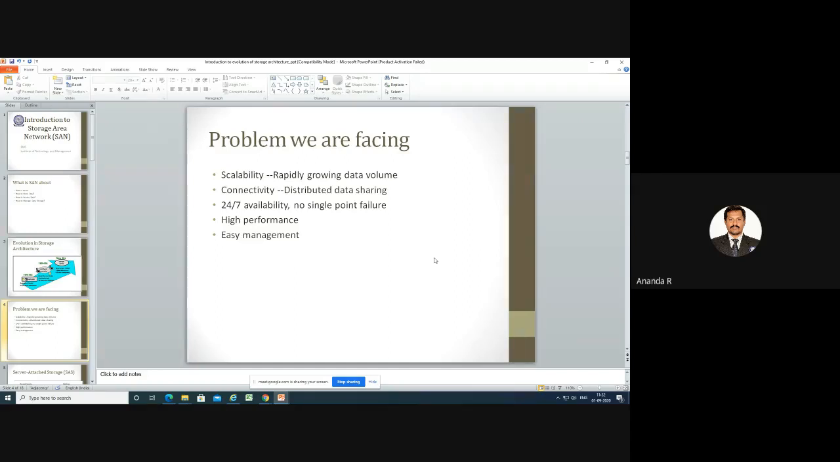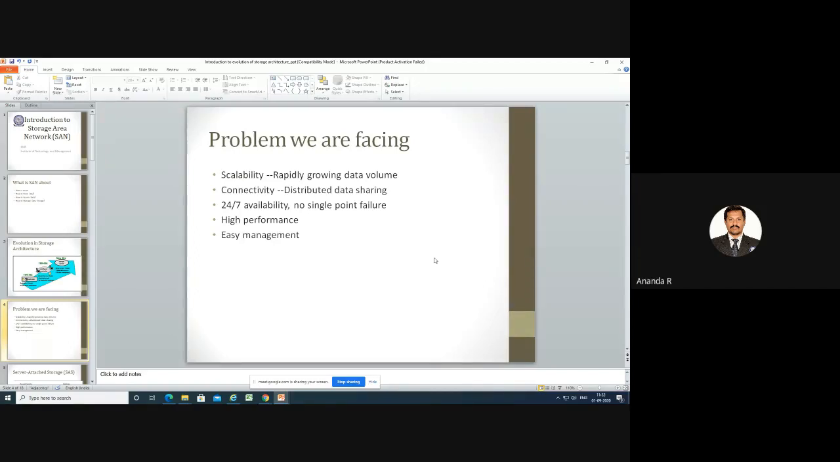Next, high performance. Yes, scalability is there, it's good. Connectivity is there, good. Availability is there, good. But if performance is not there, then what is the use? Then there is no use at all of this architecture. Because of that, performance also plays a very important role. We should design our architecture in such a way that we give high performance.